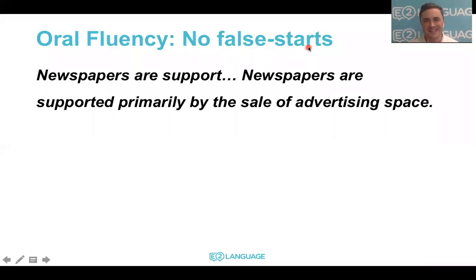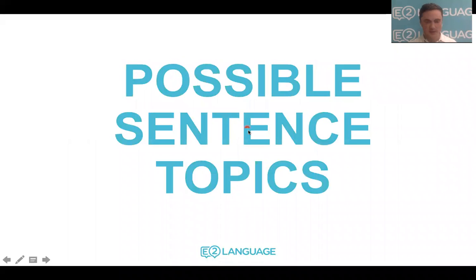No false starts. If you start a sentence, finish it. Don't do this. Newspapers are, wait, let me go back. Newspapers are supported primarily by the sale of, 3 errors here. The computer will recognize this part, but this part will be counted as 3 errors. And 3 errors may mean that you lose scores, okay? Lose points. Whew. Any questions?